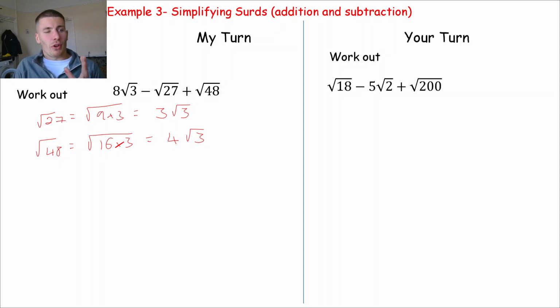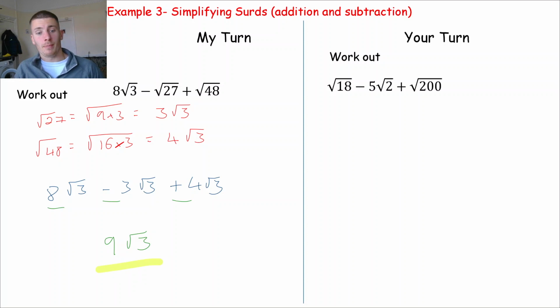So overall, we've got 8 root 3, let's do it in blue. We've got 8 root 3, take away root 27, and root 27 we've just seen is 3 root 3. So take away 3 root 3 plus root 48. Root 48 is equal to 4 root 3, so plus 4 root 3. And then we can just add the number parts. We can do 8, take away 3 is 5, add 4 is 9. So overall it's going to be 9 lots of root 3. And this is your answer.